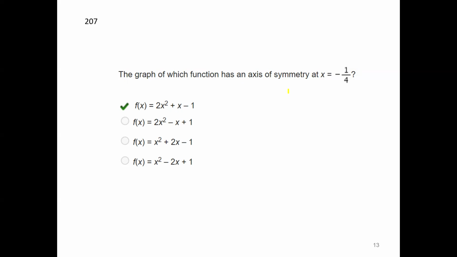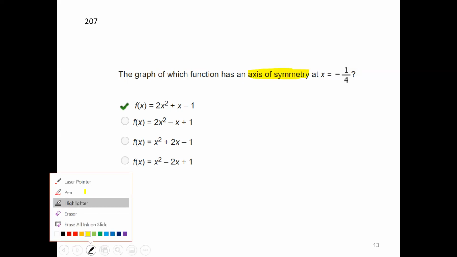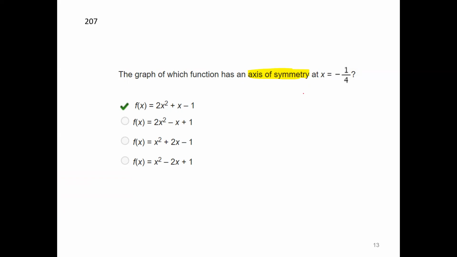All right, so the graph of which function has an axis of symmetry. So your key word here is axis of symmetry. And so axis of symmetry at -1/4. So the way that you find this, AOS, is x is equal to -b/2a. Okay, that is how you're going to find your x value.